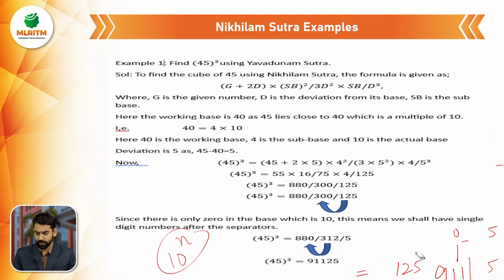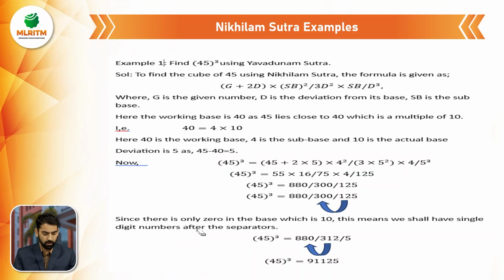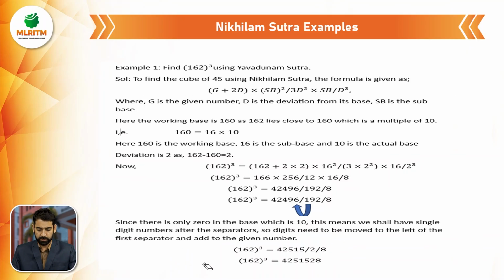So let's move to one more example, and this will give us more insights about the use of Nikhilam Sutra. In the previous example we had taken a 2-digit number, but in this example we have considered a 3-digit number. So to find the cube of 162 using Nikhilam Sutra, we will use the formula and calculate the cube. The formula is given as g plus 2d into sb square, slash 3d square into sb, slash d cube.